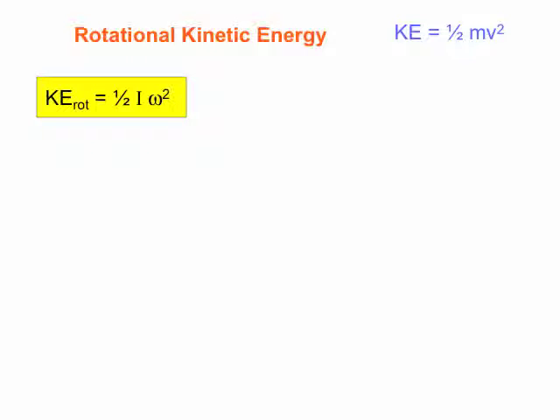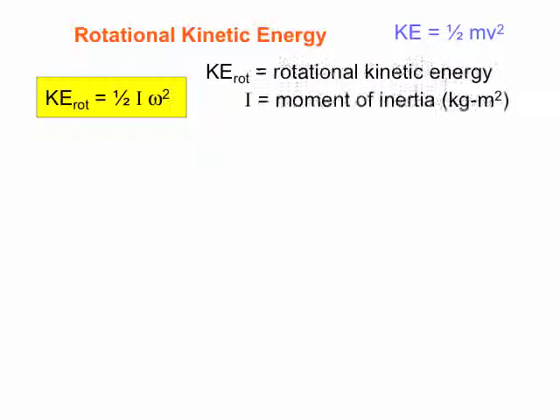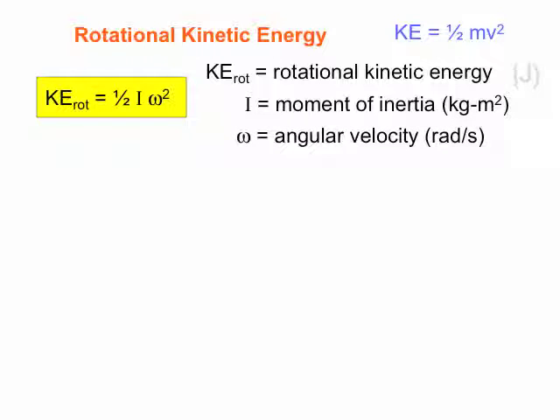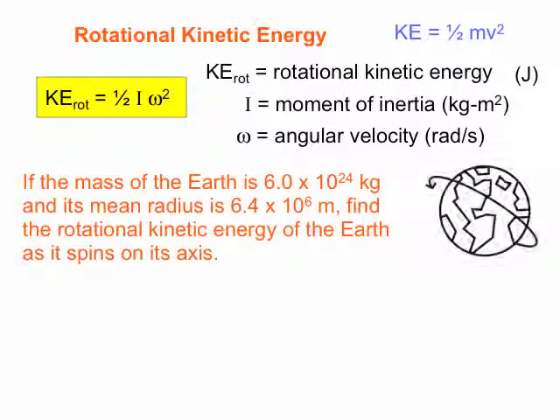All right, now rotational kinetic energy. Let's take a look at that. Remember, kinetic energy is 1/2 mv squared. When it's rotating, it's 1/2 moment of inertia times the angular velocity squared, where KE rot is rotational kinetic energy. I, of course, is a moment of inertia, and we have angular velocity in radians per second. Kinetic energy is still in joules, even though it's rotational kinetic energy.